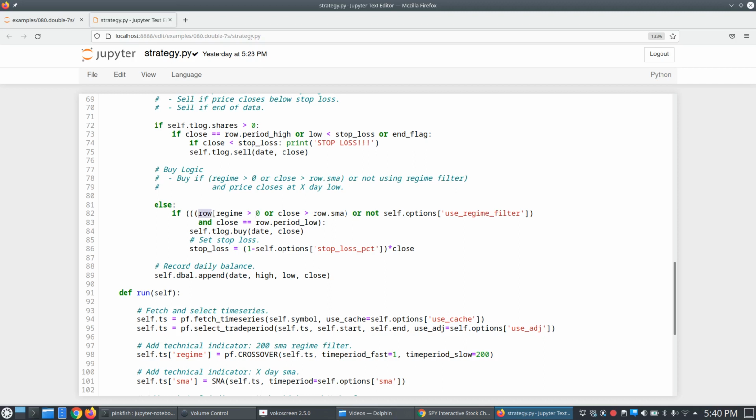And we check to see if the regime is greater than 0. That indicates we're in a bull market. Or the close is greater than the additional filter, simple moving average. So I already went over that. And if that's the case, we enter a buy order, and we set the stop loss, and then for each iteration we record the daily balance. And that does it for this algorithm. And look for part 2 of this, in which I will go over the driver file. Thank you.